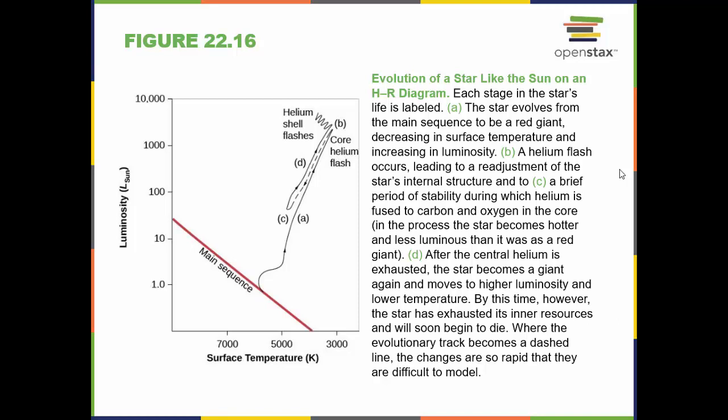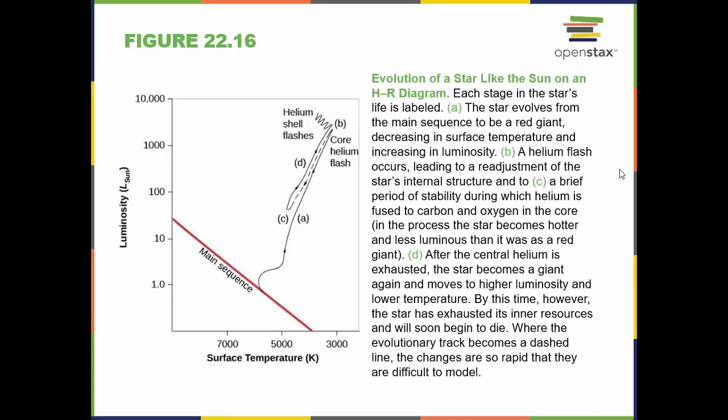And in C, a brief period of stability during which helium is actually fused into carbon and oxygen inside the core. So now things are hot enough to actually fuse helium into carbon and oxygen. And in D, after the central helium is exhausted, the star becomes a giant again, and it moves to a higher luminosity and even lower temperature. But by this time, however, the star has exhausted its inner resources and will begin to die.